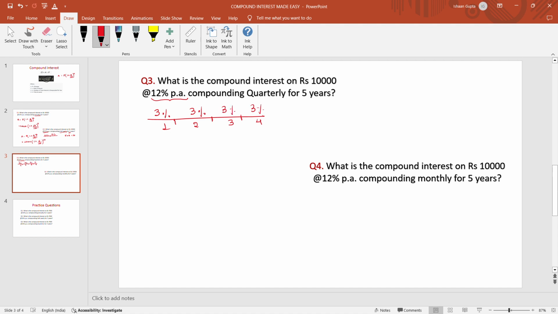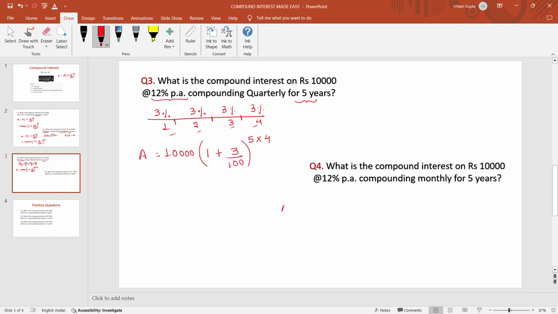3% in each quarter. So by this time you must be knowing what to fill in here. 10,000 remains just the same. 1 plus 3 by 100. And how many quarters are there in 5 years? In 1 year there are 4 quarters. So it is 5 into 4. That is 20 quarters. That means the time period becomes 20.